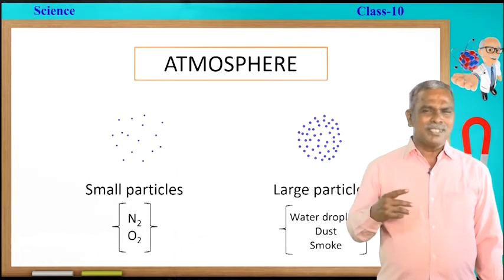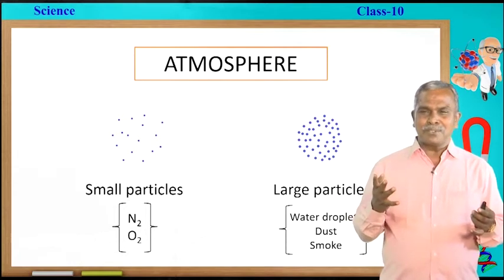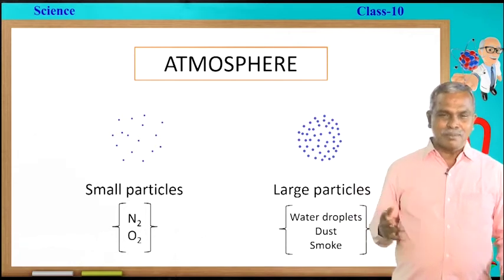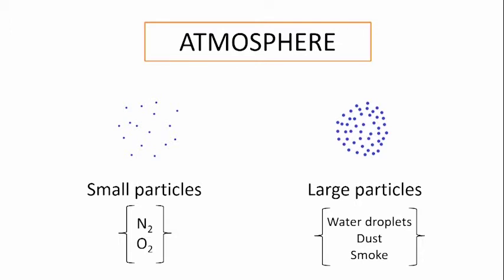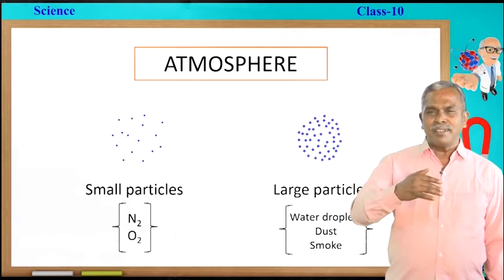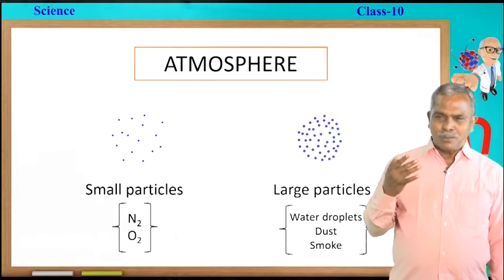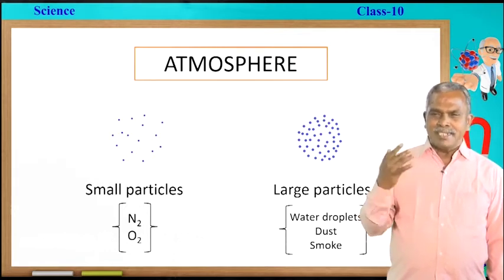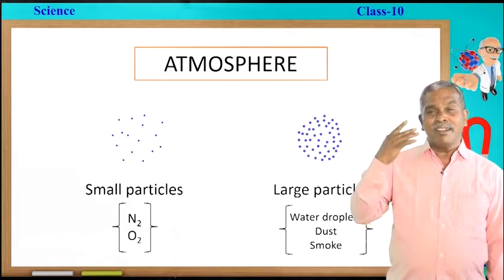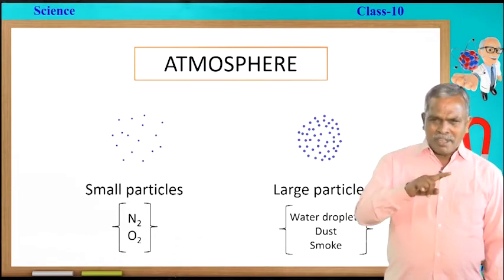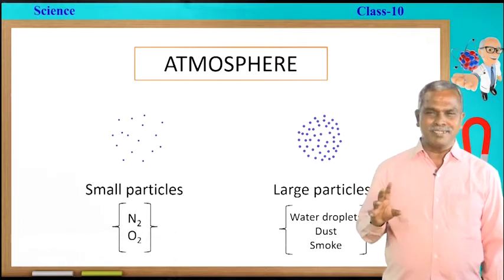Normally, we know atmosphere is a thin blanket of air which surrounds the earth. See, atmosphere is composed of small particles as well as large particles. The small particles means it is composed of the air molecules such as nitrogen, oxygen and several traces of the gases. The larger particles means nothing but the water droplets, water vapor, dust and smoke which is present in the atmosphere, grouped as the large particles. Small particles as well as the large particles constitute to make a beautiful atmosphere.